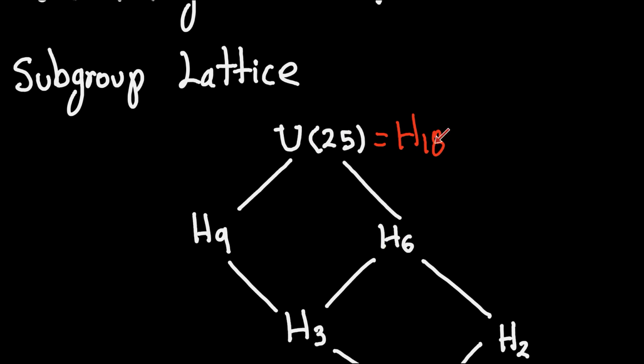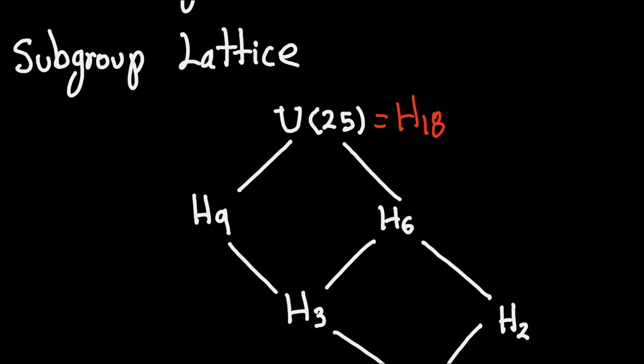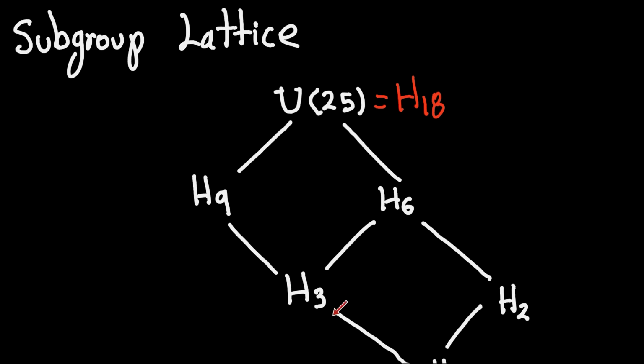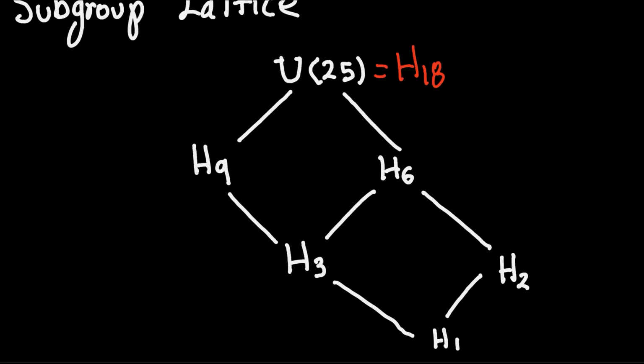H6 is also included in the whole group, but it's not included exactly in H9. If you look at the elements of H6 and H9 in this list, you're going to see that this one is not included in this one and vice versa. So we put them in separate branches of the lattice. Now H3, which is also one of the subgroups, is included in both H6 and H9, so that's why we put these lines here. Remember, these lines represent inclusion. Now H2 is included in H6, but it's not included in H3 or H9. If you go and check the numbers, that's going to be true.